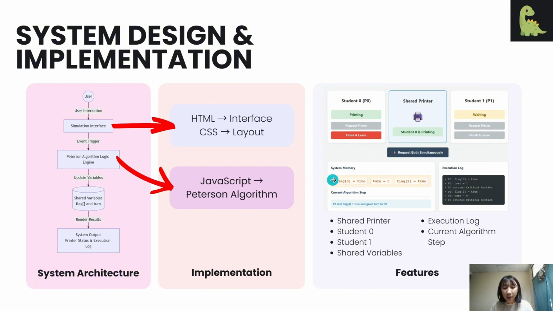At the bottom, we implemented a system memory dashboard which displays real-time updates on the synchronization variables so users can observe how the algorithm behaves internally. To further visualize the execution, we also included both a current algorithm step and an execution log, allowing users to follow each action performed by the system step by step. Through this architecture and interface design, our simulation demonstrates how Peterson's algorithm ensures mutual exclusion while maintaining a responsive user experience. Next, we will move on to the live demo of the simulation.